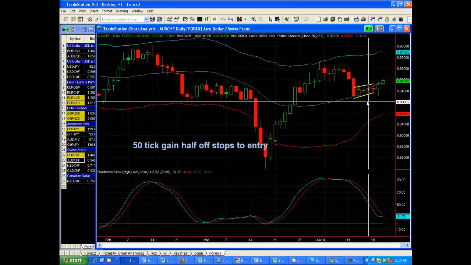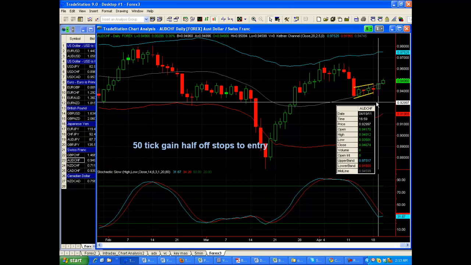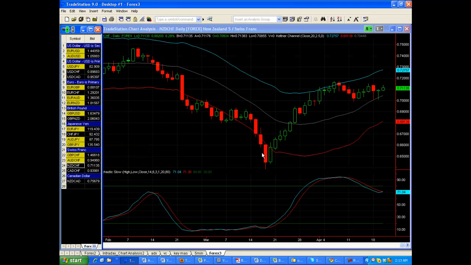Here's the Aussie Swiss, also a stop out. Did not go 50 ticks. Okay, at least I think it didn't. 76 would have had to go to 26. No, it didn't. Only went 18 ticks. So that's a stop out too. Not a big one, but a stop out nonetheless. Here's the Kiwi Swiss. There was no trigger on this one.